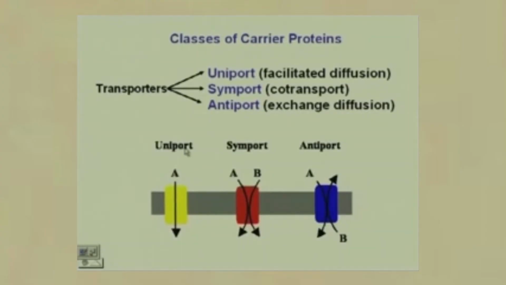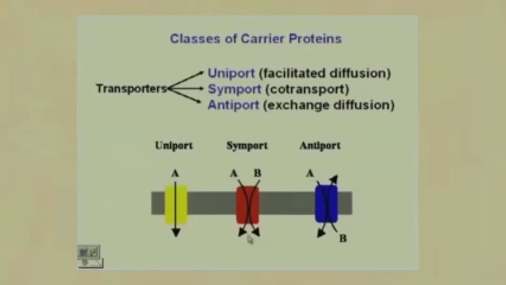In a uniport transporter, you have facilitated diffusion, so A is going from one direction to the other. That is uniport, it has just one directional movement. Symport has bidirectional movement. Okay, so it is co-transport, it transports A and B together. So, it is a synchronous process that occurs when you have a symport. In antiport, you have an exchange diffusion. You have A going in one direction and B going in the opposite direction.